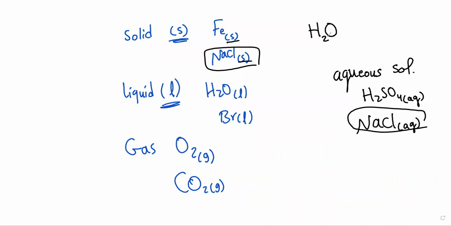Okay. How about if I write H2O and make V here, the last one? It means it's vapor, like water vapor, like iodine vapor. So V here means it's vapor. Okay. This is about the physical state.